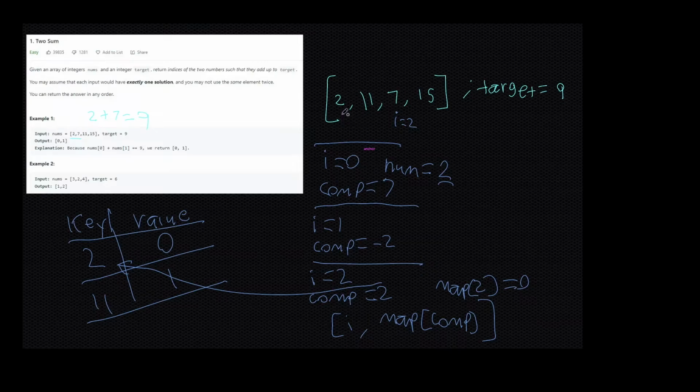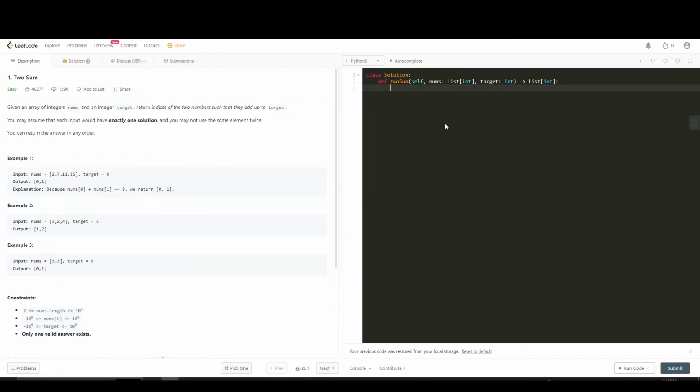For every single index, you want to get the complement value and check if the complement value exists in the map. If it doesn't, we just put that value in the map. And then at the end, if we have no solution at all, we just return false. Lastly, I'm going to jump over to Leetcode and code this up.